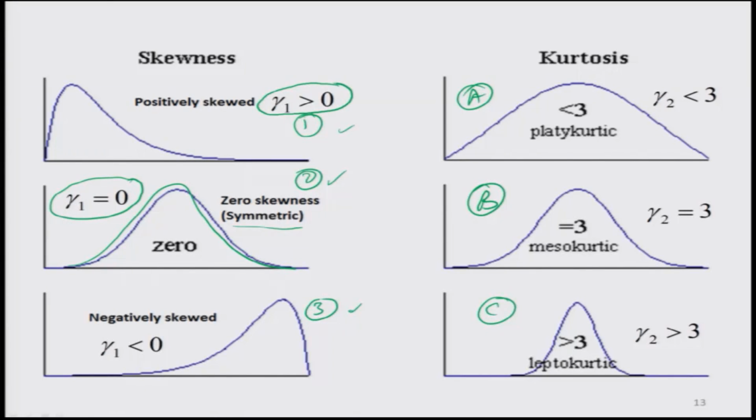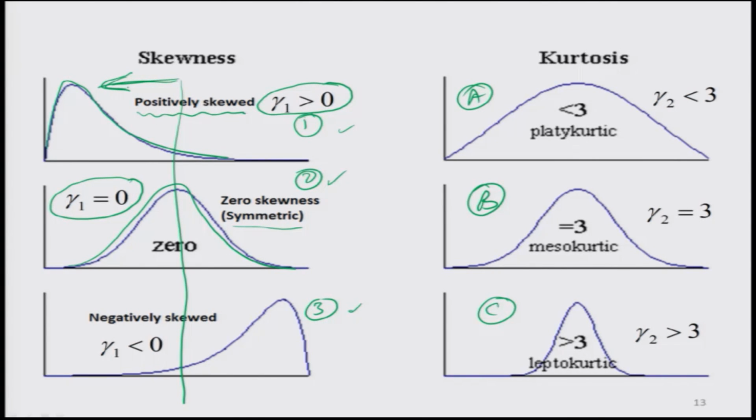In case gamma 1 comes out to be greater than 0, as in figure number 1, that would indicate that the hump is shifted on the left hand side. I can draw this line here, this is the mean. So, this is shifted on the left hand side, and in this case gamma 1 will come out to be greater than 0. Any value of gamma 1 greater than 0 will indicate that the curve is positively skewed. That means the hump is shifted on the left hand side from the mean value.